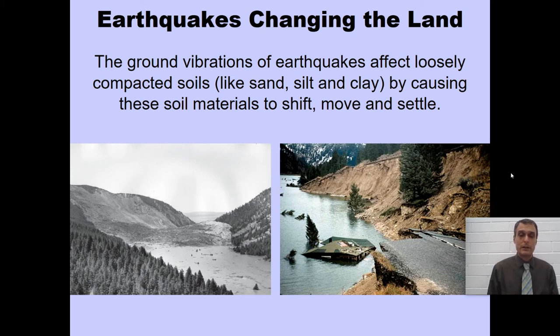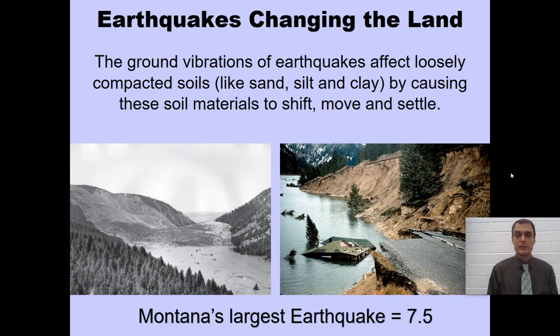These pictures here are from the largest earthquake in Montana history, which is a 7.5 magnitude earthquake, a very large earthquake. It was west of Yellowstone, just into Montana, near an area called Hebgen Lake. You can see in the black and white picture that when this earthquake happened, it caused this side of the hillside to fail and slide across to the other side, cutting off the Gallatin River.